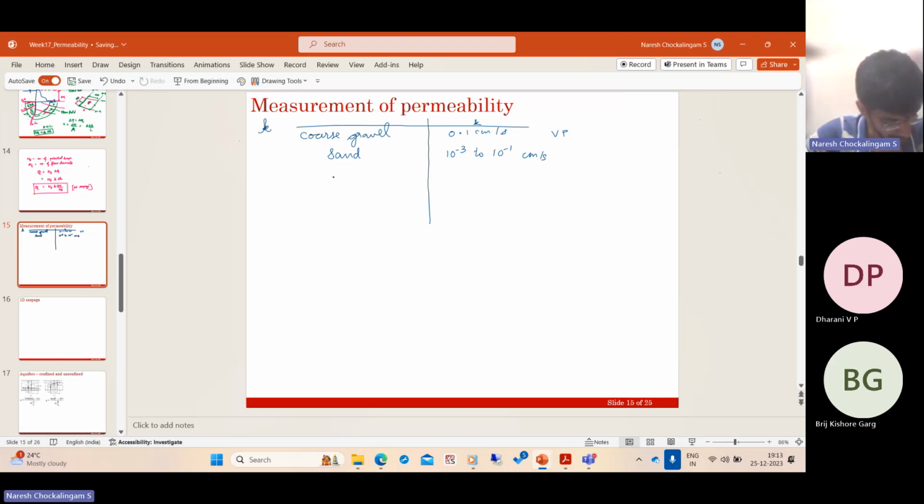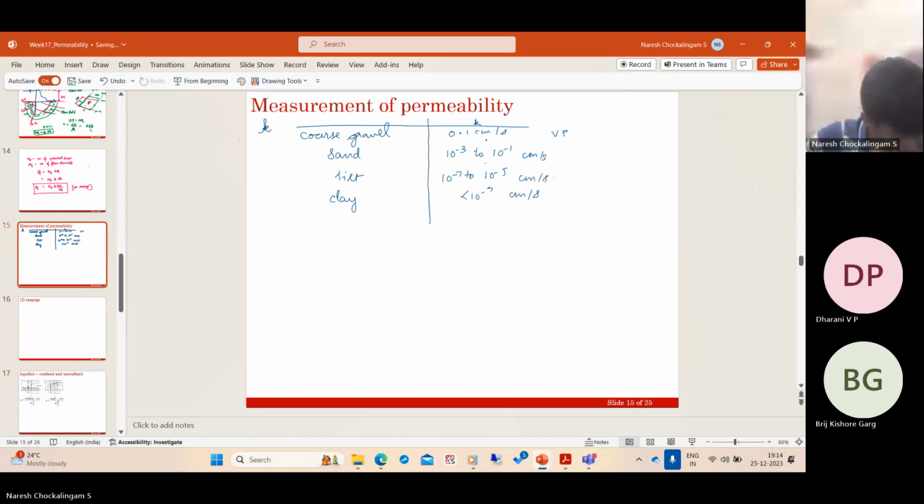Similarly, if you take silty sand, and there are other cases, but let me just take pure clay. It has a permeability of something less than 10 power minus 7 centimeters per second. So this is the usual range of permeability of soils. Silt comes somewhere here, about 10 power minus 7 to 10 power minus 5 centimeters per second.